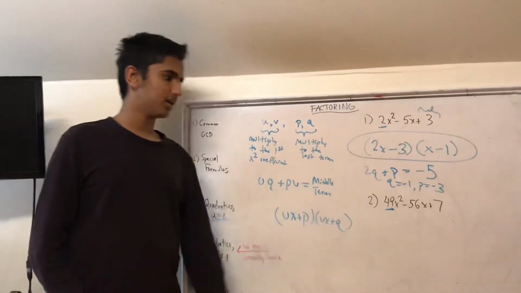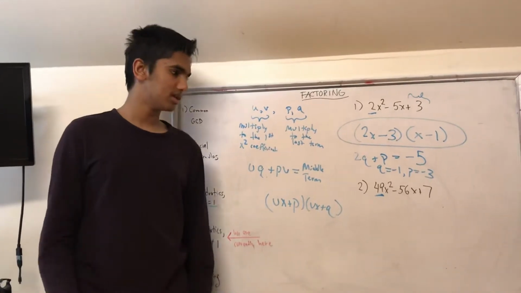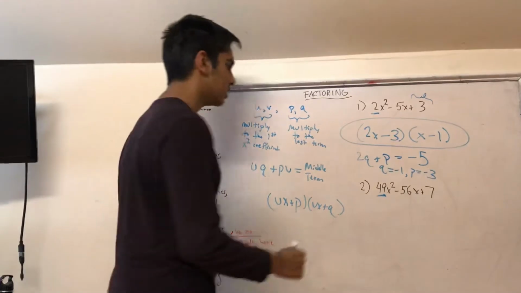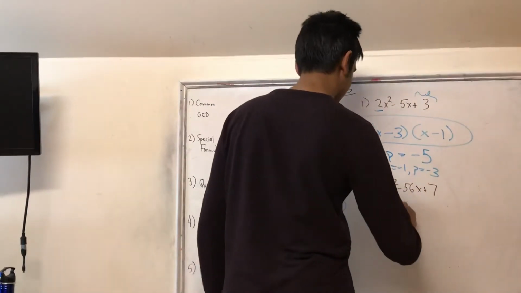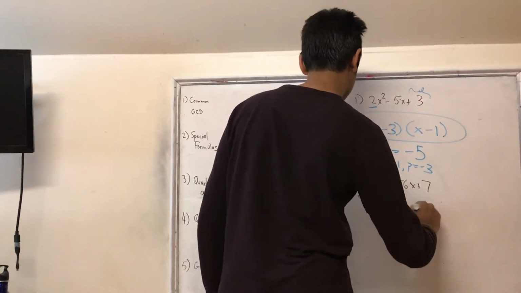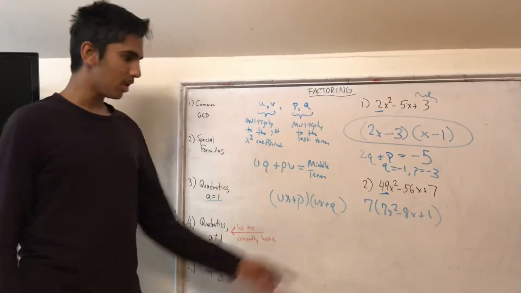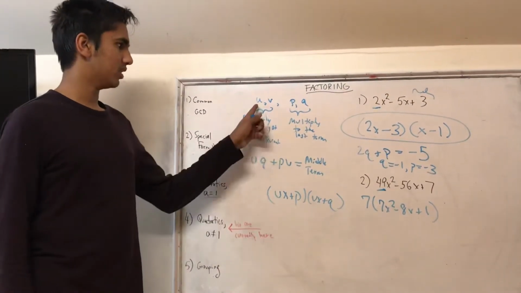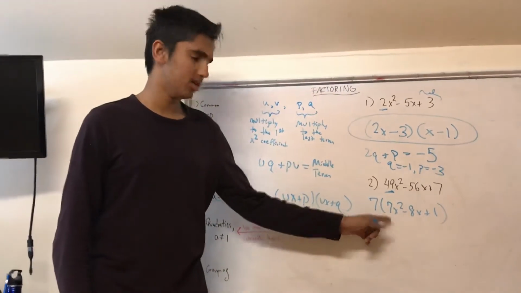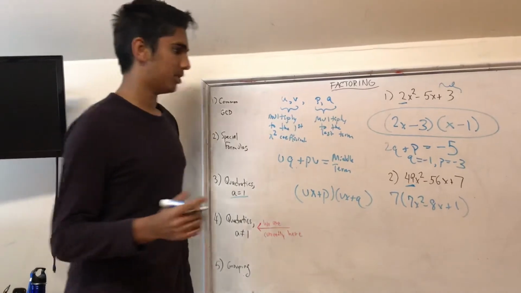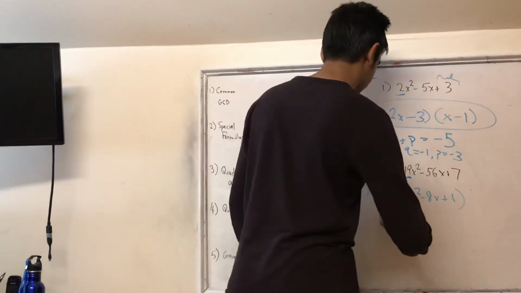Now let's look at the second one. First, I noticed that there's a common GCF of 7, so I'm going to factor that out first. So we have 7 times 7x squared minus 8x plus 1. Now we have to factor what's in parentheses. First we need two numbers that multiply to the leading coefficient of 7. The only pair that works is 7 and 1, because again, we don't need negatives.